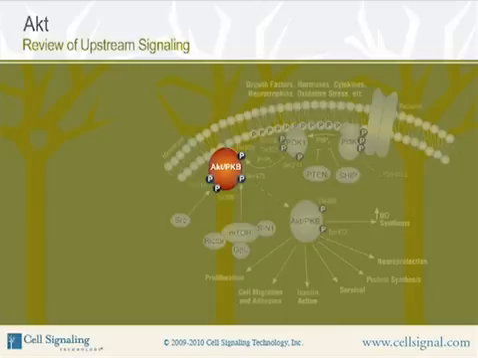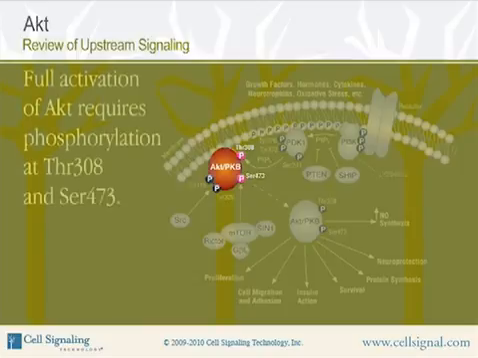Upstream signaling review. Let's review AKT upstream signaling. Activation of membrane receptors by growth factors, cytokines, or other external stimuli results in signaling through PI3K to generate PIP3. This recruits AKT to the cell membrane, where it is phosphorylated at threonine 308 by PDK1. Then, AKT undergoes a second phosphorylation at serine 473 by mTORC2. Full activation of AKT requires phosphorylation at both sites.